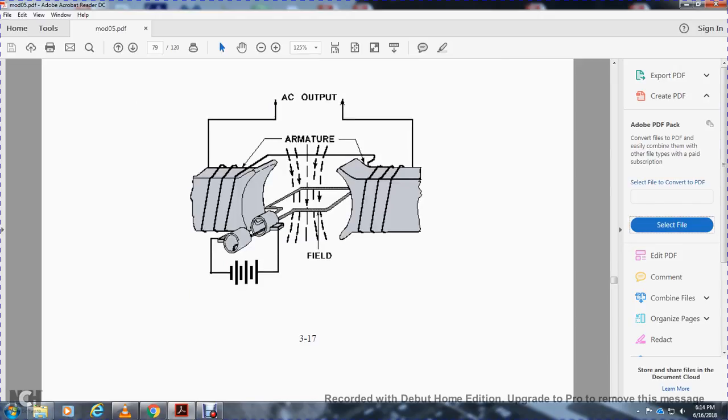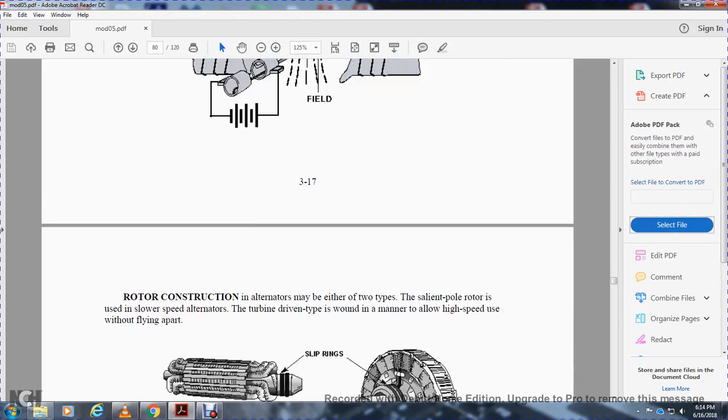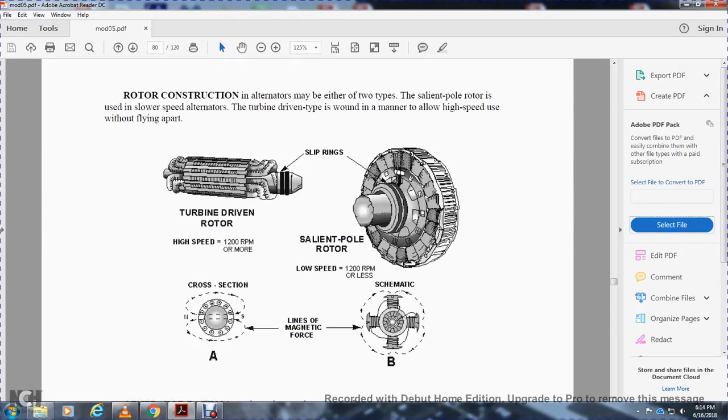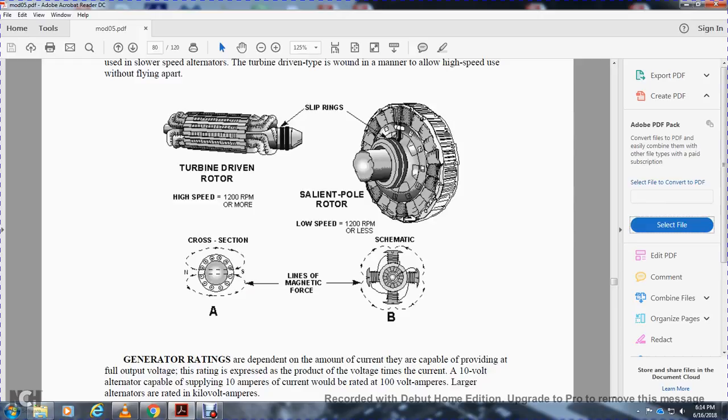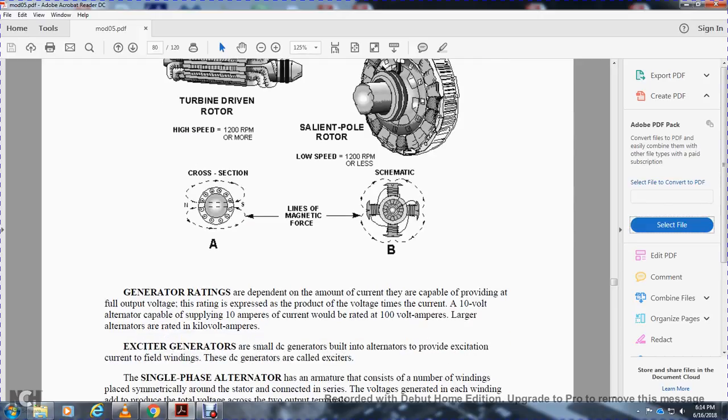AC output, armature, field. Rotor construction of alternators may be of two types: the salient pole rotor, for slower speed, and the turbine driven type, wound in a manner that allows higher speed use without flying apart. Turbine drive at high speed 1200 RPM; salient pole rotor low speed 1200 RPM or less.